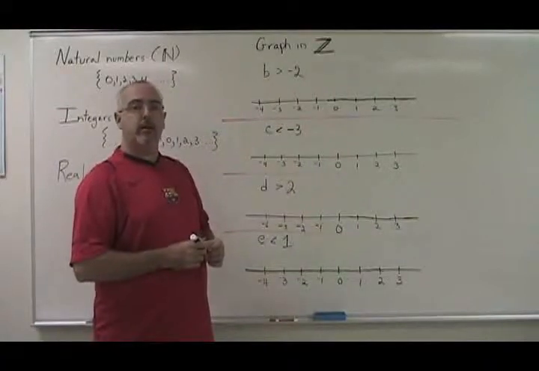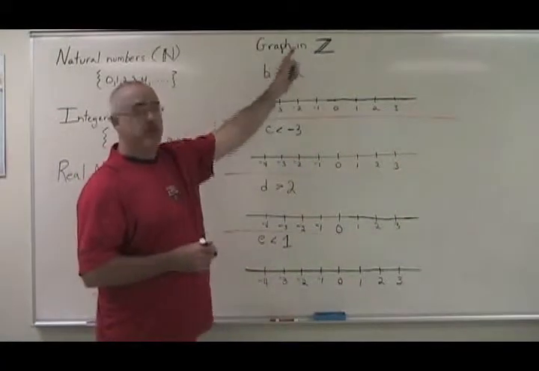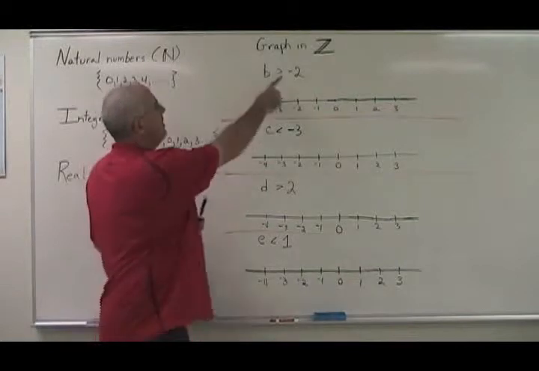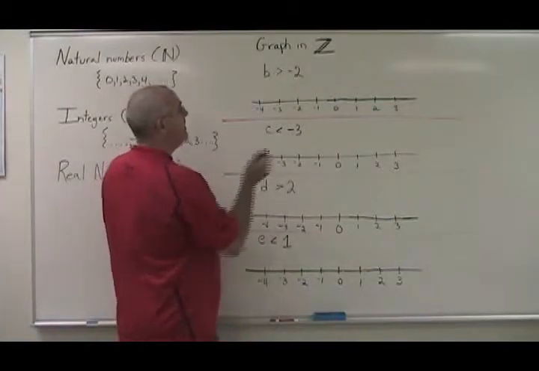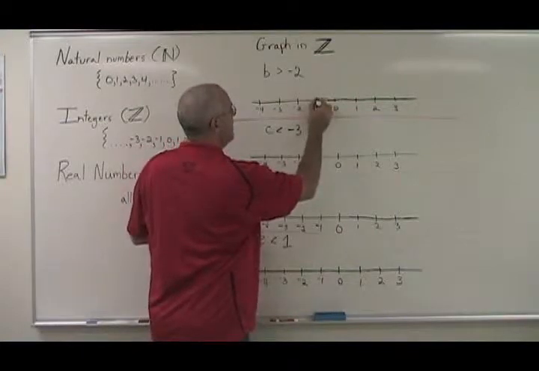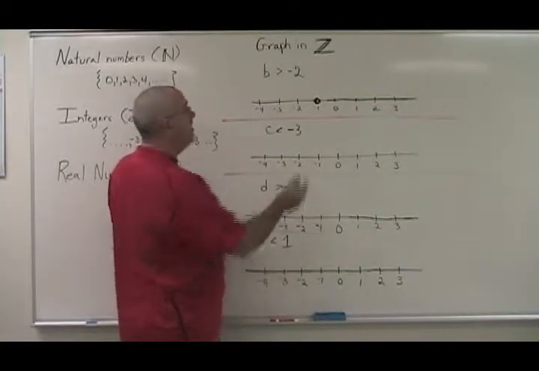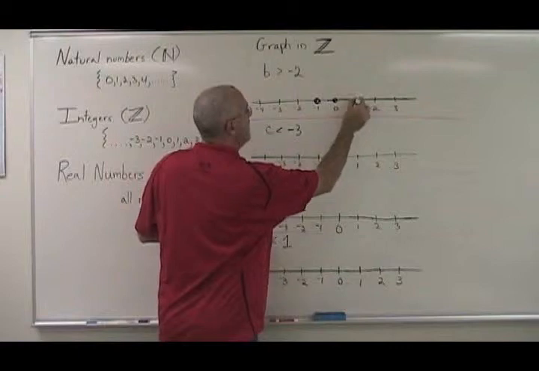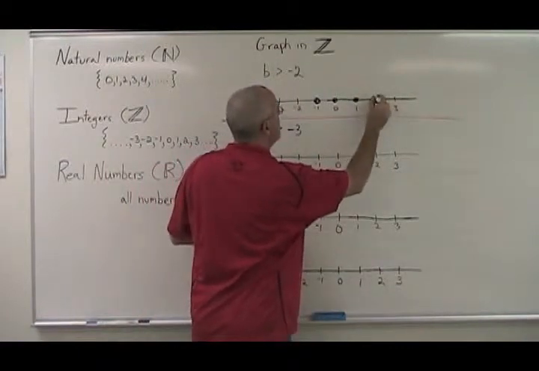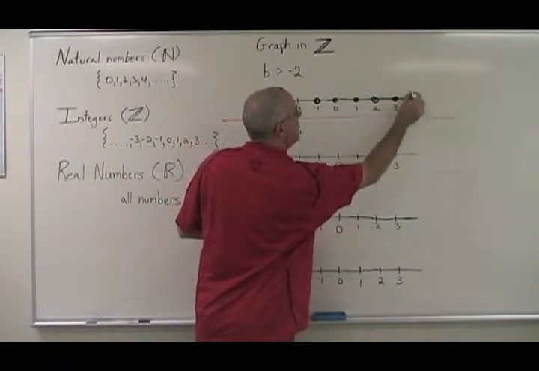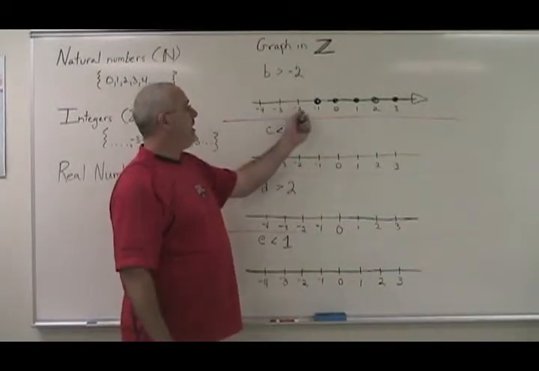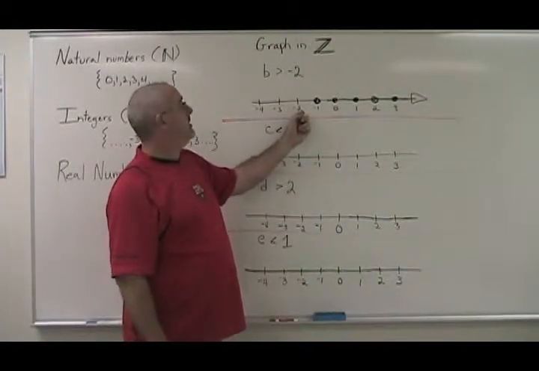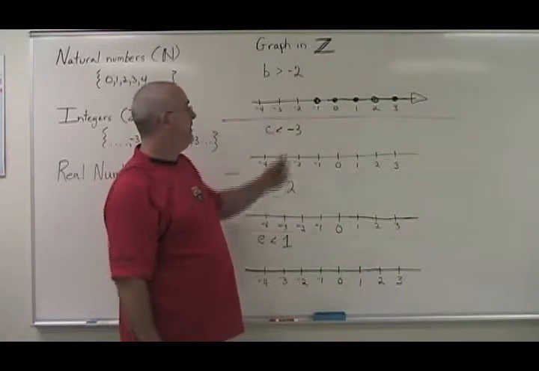Now let's try graphing on the number line in the integers universe. B greater than negative 2. Integers includes negative numbers. Negative 1 is greater than negative 2, so our answer starts there. 0 and all of the positive numbers are also greater than negative 2, so I have to put dots on them all and continue forever in the positive direction. I cannot include negative 2 in my answer because it is not greater than itself.